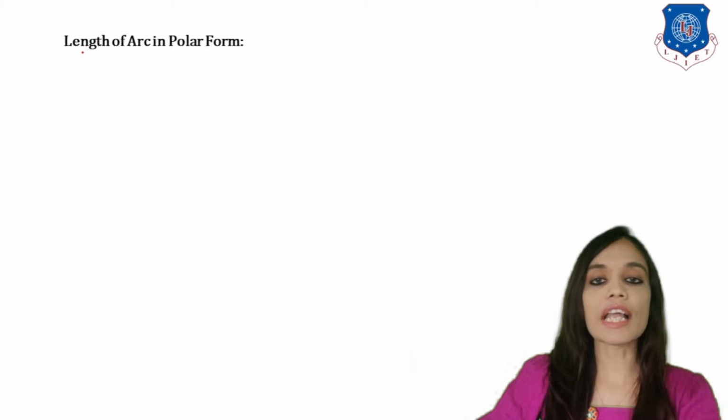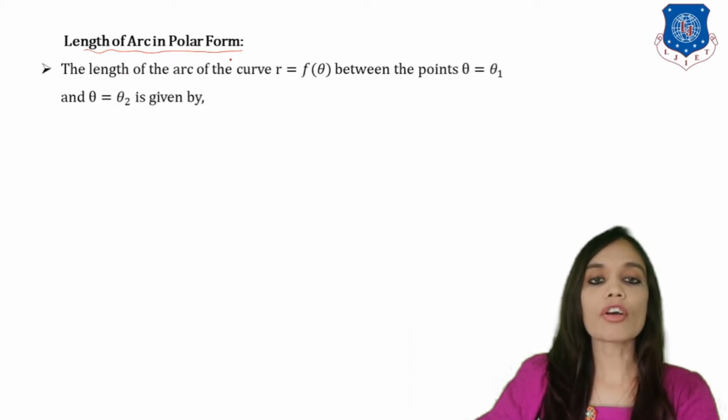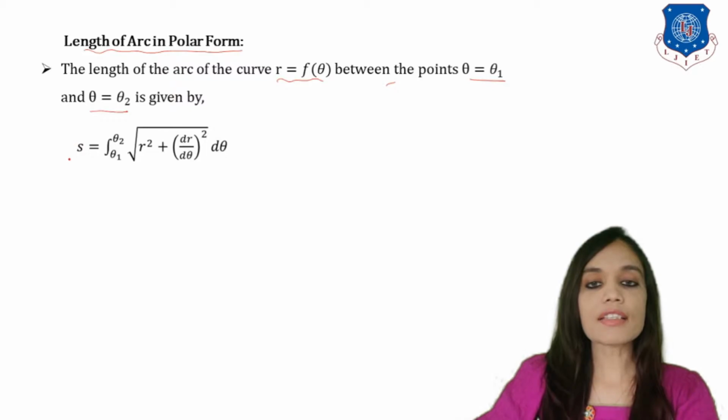Now let us study the length of arc in polar form. So the length of arc of the curve r is equal to f of theta between the points theta is equal to theta 1 and theta is equal to theta 2 is given by s is equal to integration from theta 1 to theta 2 square root of r square plus (dr by d theta) whole square d theta, right? So this is the formula to find length of arc in polar form.